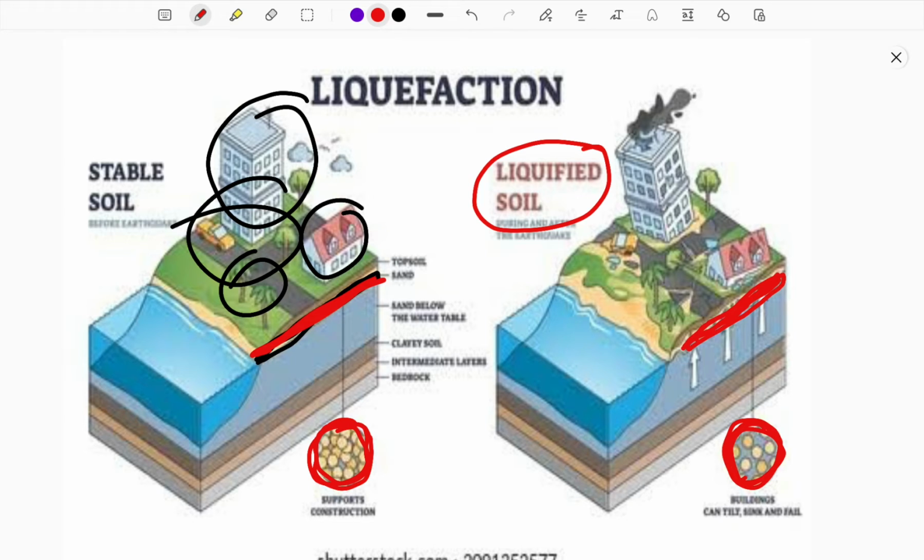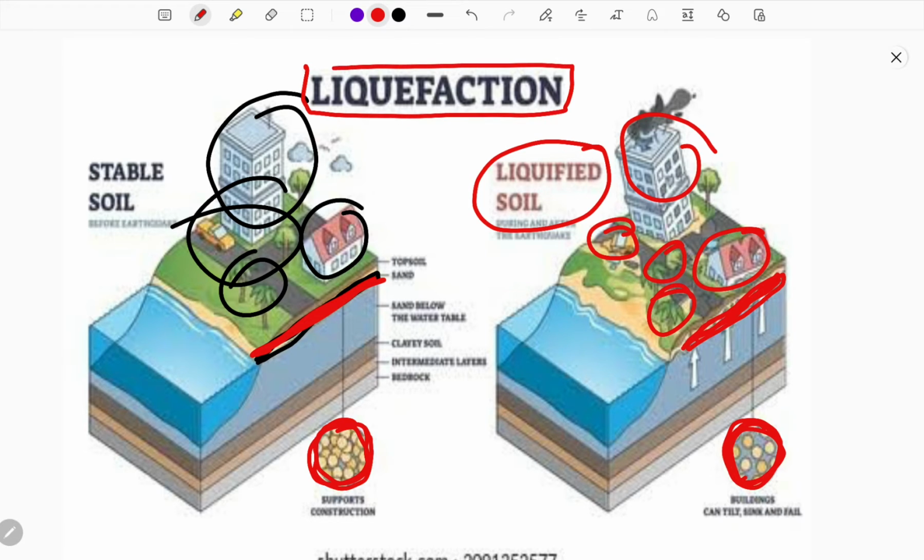So this will make the subsurface elements, the buildings, cars, trees, plants, all the houses, everything melt or sink inside the earth. So they slowly get inside the earth and they'll be sunk. This phenomenon which is happening in the soil is called liquefaction. Okay. Yes, students, now you have understood what liquefaction is.